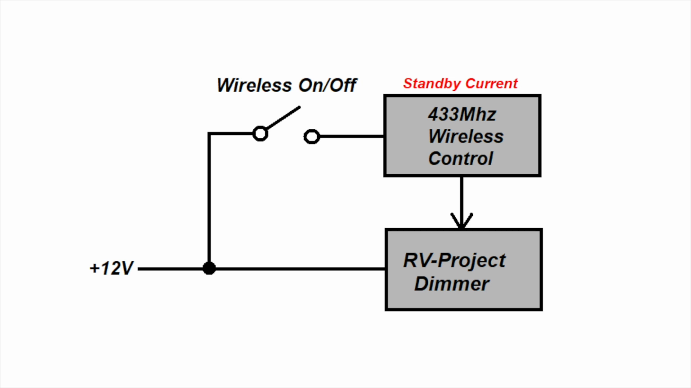For example, if you watched any of my other videos, you may know that I have a wireless RF remote control system for my dimmers. And I put an on-off switch in front of the RF section so that I could use the dimmers with or without the remotes. And when I'm boondocking, I'll just turn the remote section off as I don't really need it. It's more of a convenience, and it removes the standby current requirements for those devices.